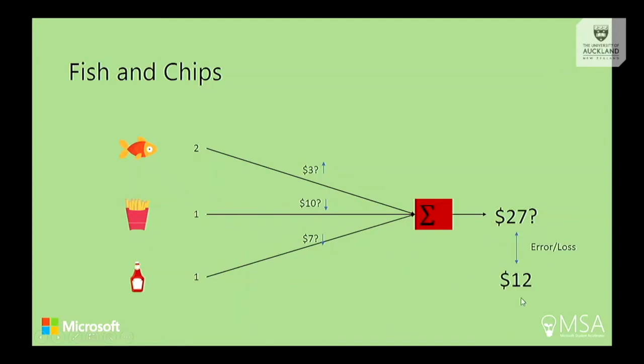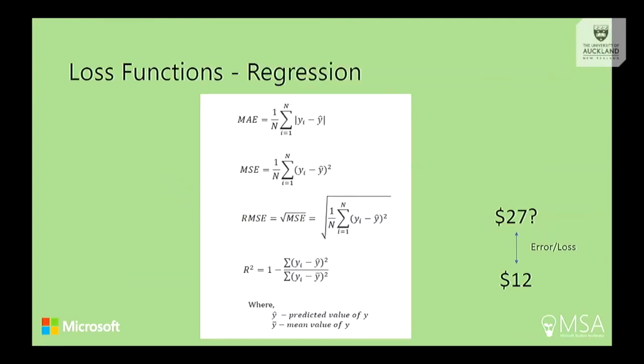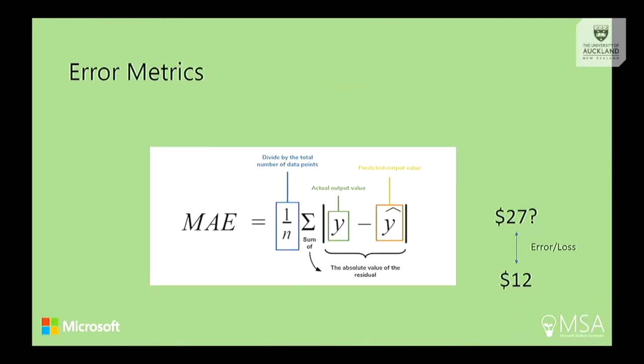But I said the actual cost was $12. So that difference between the $27 and the $12 is the loss or the error. And there are different error functions, obviously. You can take the difference between the 27 and 12, and that'll be the mean absolute error. You can also take the squared, because if you just subtract one from the other, you'll get negative numbers. So to counteract that, you can use the mean squared error, which is quite often used for regression problems, where you get the actual and the predicted.